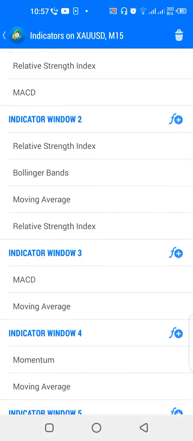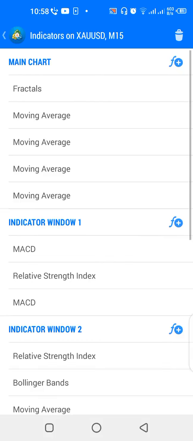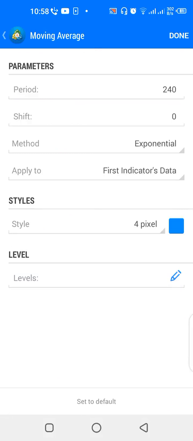Okay. Now for indicator window 3, we have MACD. Fast EMA is 5. Slow EMA is 15. MACD SMA is 1. Applied to typical price HLC over 3. Now the color of the main style will match the background color of the chart. Color of the signal is red. Then we have moving average 240 period. Shift is 0. Method is exponential. Apply to first indicator's data, and the color is blue.